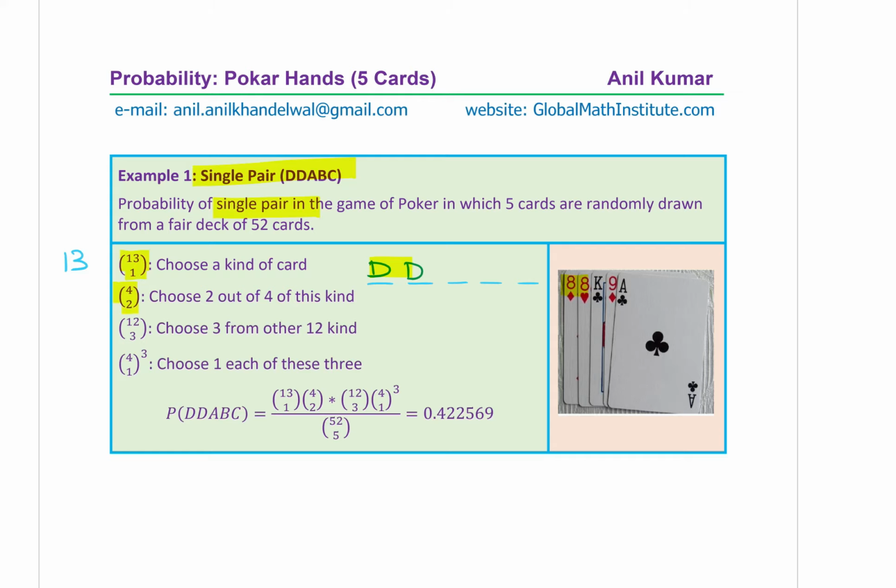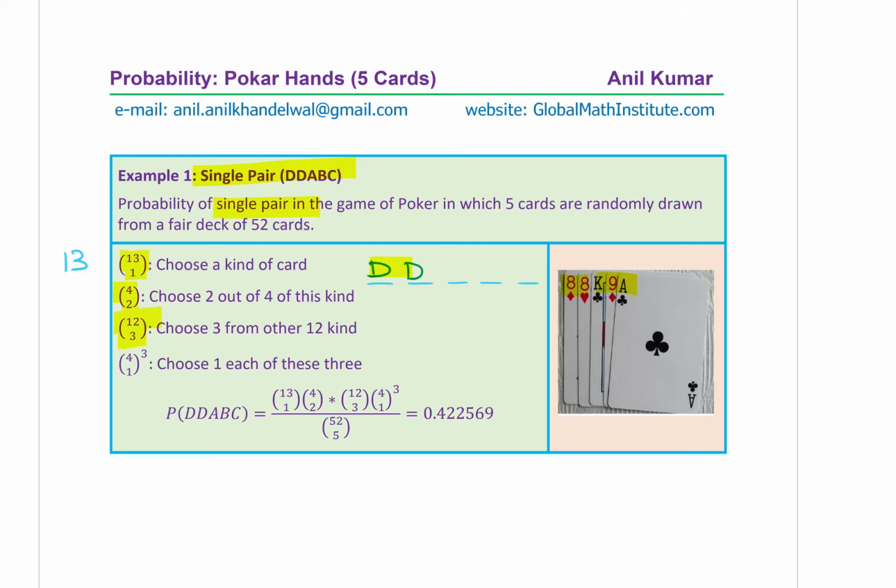Now, we are left with positions 3, 4, and 5. In positions 3, 4, and 5, you cannot choose the number or the kind which you have already taken. So in that case, you are left with 12 only. From those 12, you have to choose 3, but only one of each kind. So 12C3 tells you that you choose 3 other numbers apart from 8. In this case, it is king, 9, and ace, as shown in the figure.